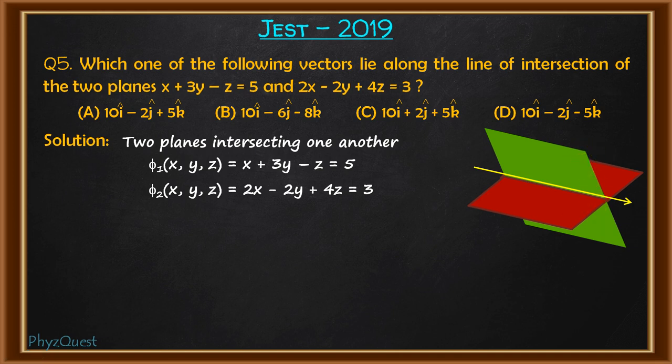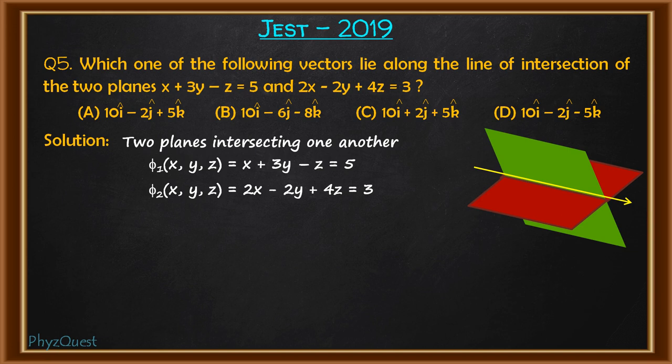Now the thing is, any vector which is perpendicular to these planes. I am not saying that it is perpendicular to both the planes. Suppose a vector is perpendicular to this red plane. So this will also be perpendicular to this vector. Similarly, there is another vector which is perpendicular to the green plane. So this will also be perpendicular to this vector as well.